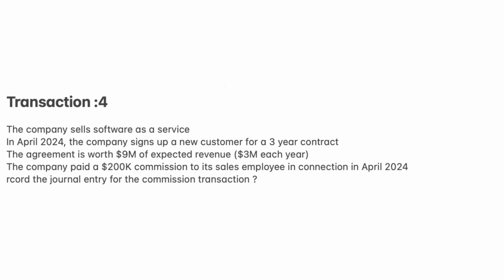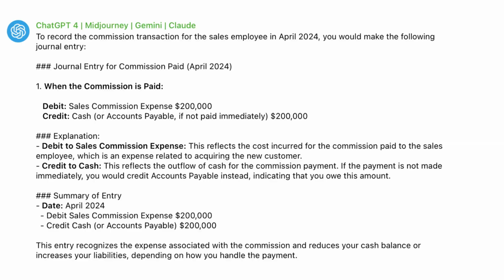Record the journal entry for the commission transaction. To record the commission transaction for the sales employee in April 2024, you would make the following journal entry. Journal entry for commission paid, April 2024. 1. When the commission is paid. Debit, sales commission expense $200,000. Credit, cash, or accounts payable, if not paid immediately, $200,000.